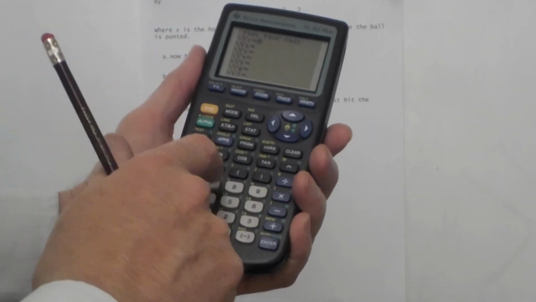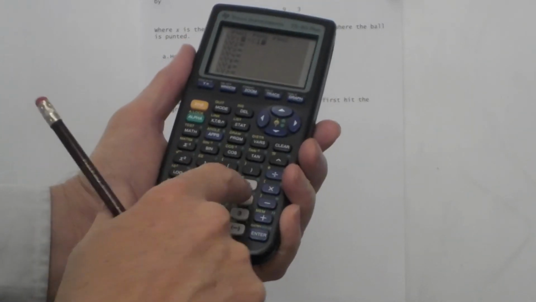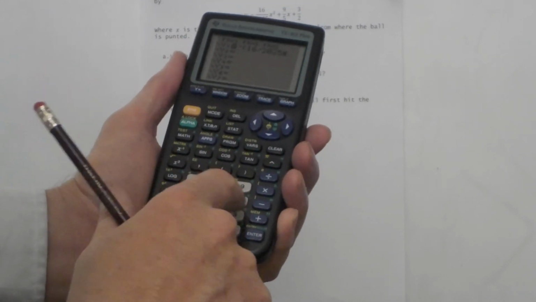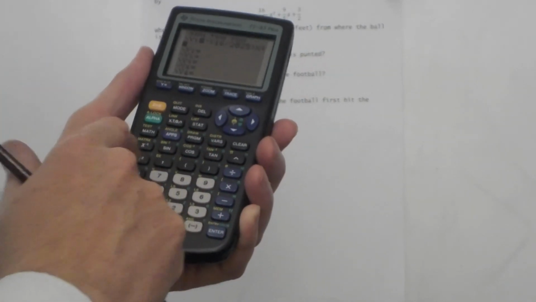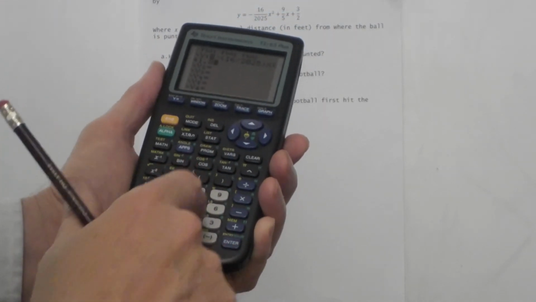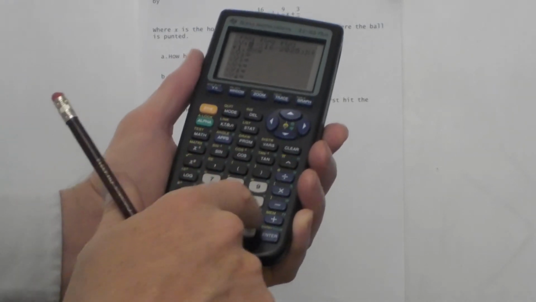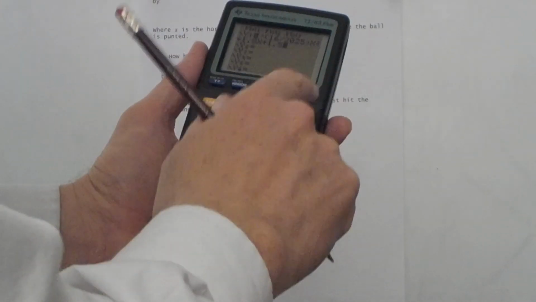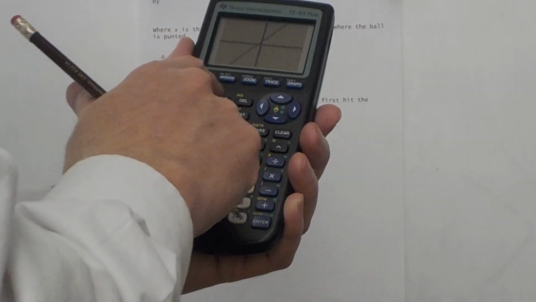Hit the y equals, negative, I need to use parentheses here, 16 divided by 2025, close those, x squared plus, now 9 divided by 5 is 1.8, 1.8x, you can just put 9 divided by 5 if you want, and 3 divided by 2 is 1.5. Alright, now if I go to graph that, I'm not going to see a whole lot of that.